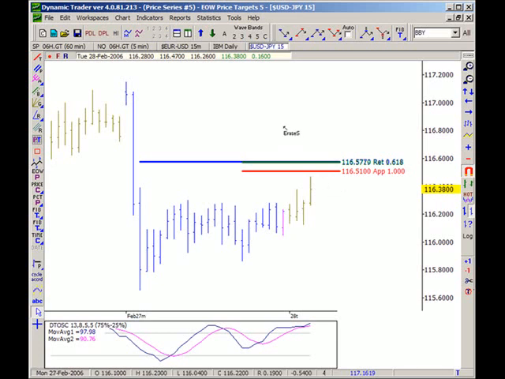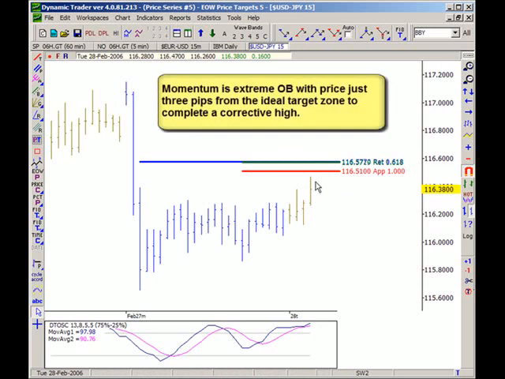So if we were yen Forex traders, right now we'd be prepared to complete a corrective high. We should be within a few pips of a corrective high. Our momentum's extremely overbought, so the momentum's in a position to make a high, but more importantly, it's in a position to make a high that's going to complete a corrective advance and then eventually make a new low. So great risk reward if this market makes a reversal around this area.